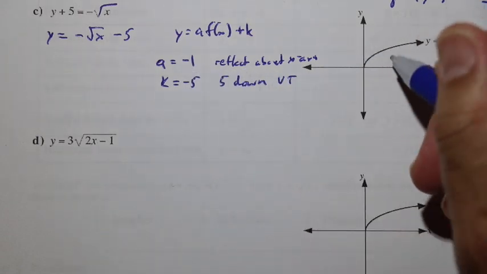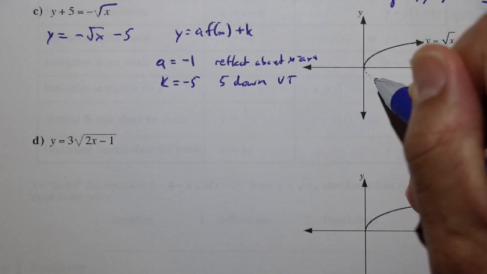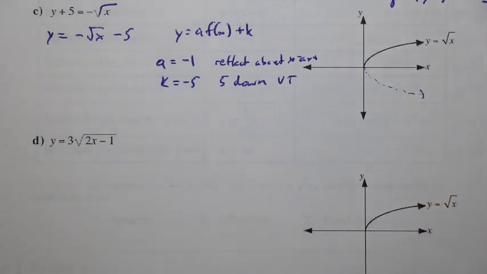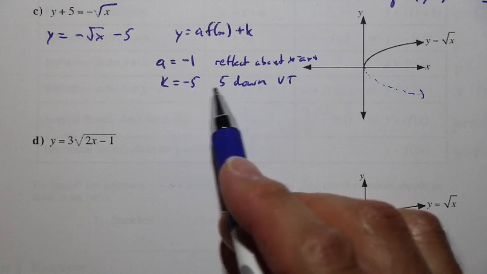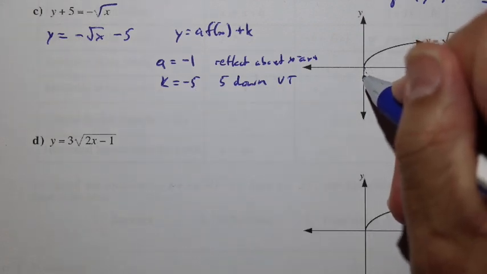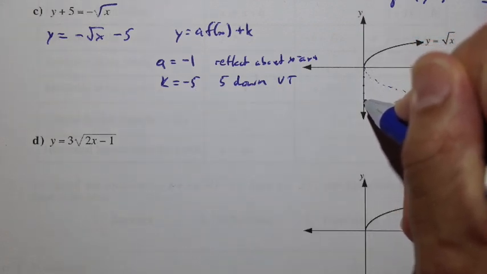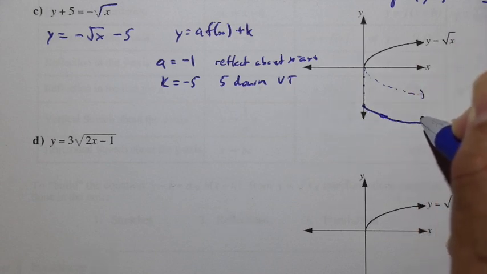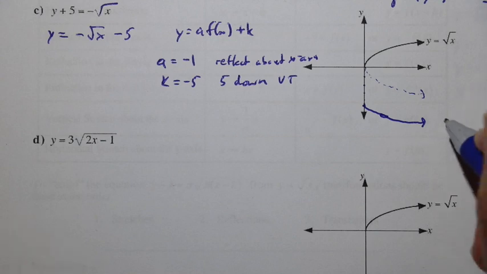Reflect about the x-axis. So that's going to be over here. I'm just doing a dotted line to show you the temporary step. And then 5 units down. So 1, 2, 3, 4, 5. And again, it's going to look like so. And there is our y plus 5 is equal to negative square root x.